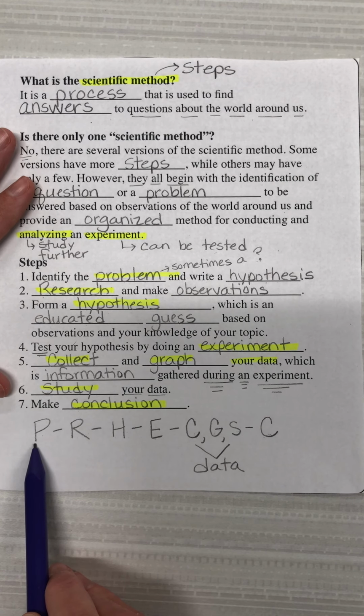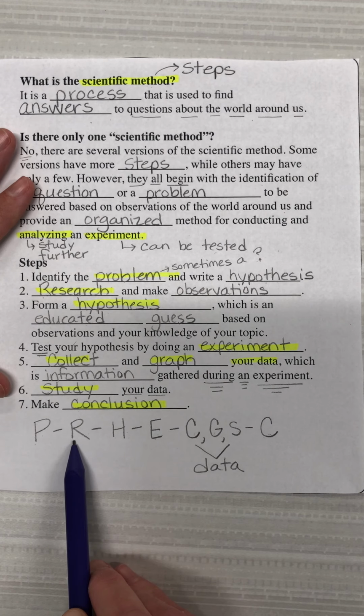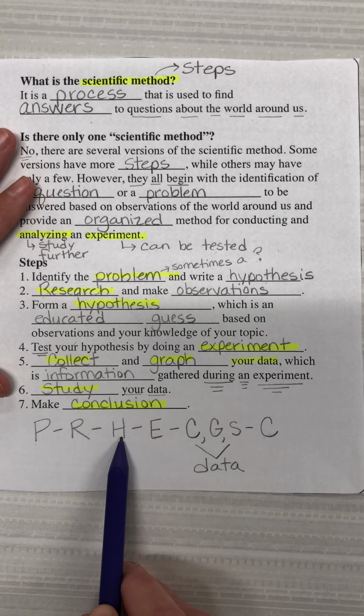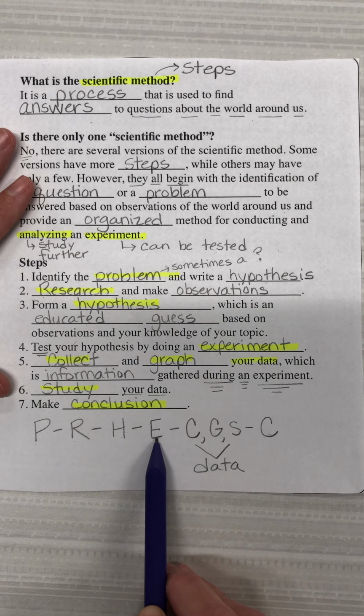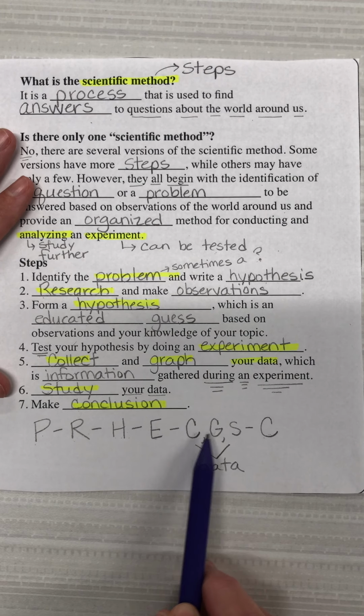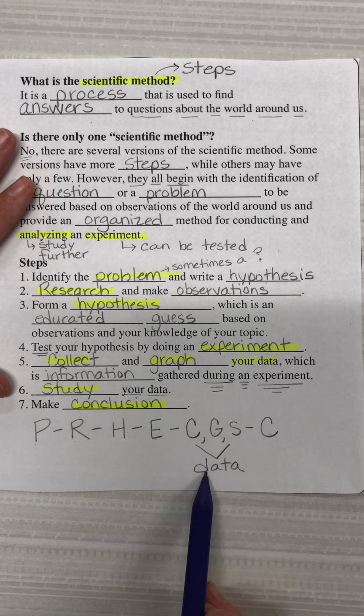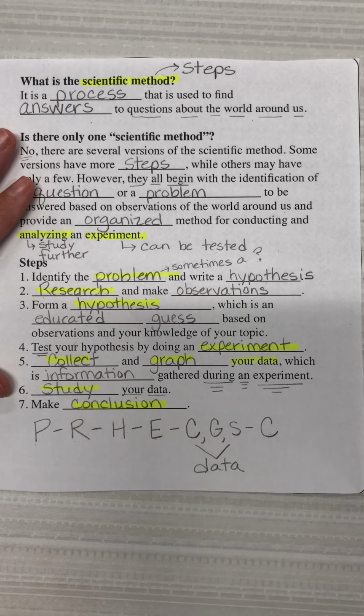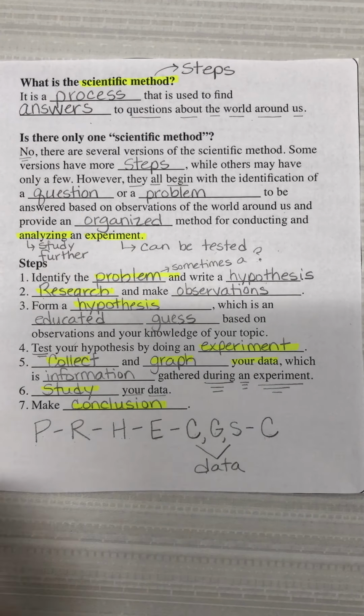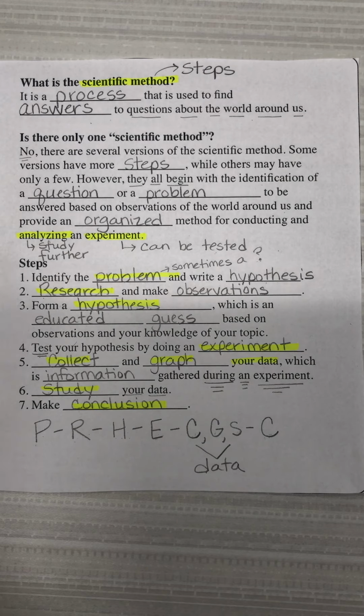Promptly stands for state my problem. Run stands for do some research. Home stands for my hypothesis statement. Eating stands for do my experiment. Chewy, gooey, soft stands for collect, graph, and study my data. Cookies stands for conclusion. Okay, you're going to go ahead and glue him in to your very next right side.